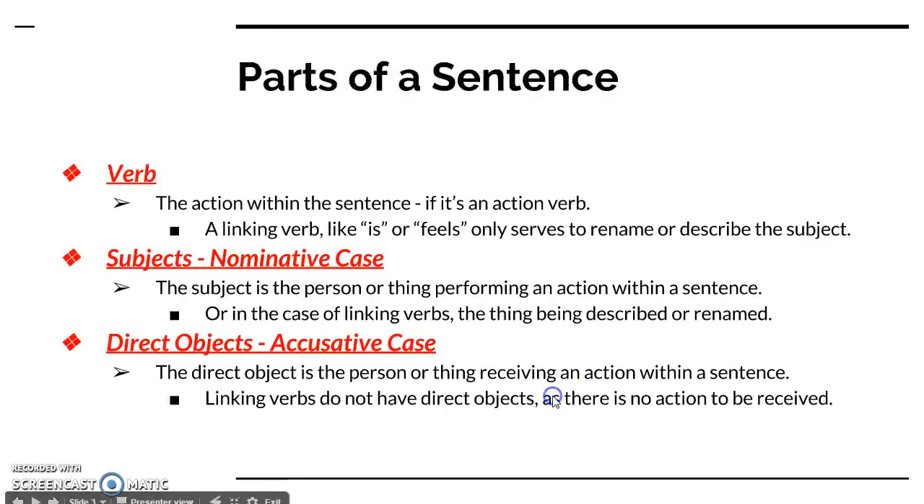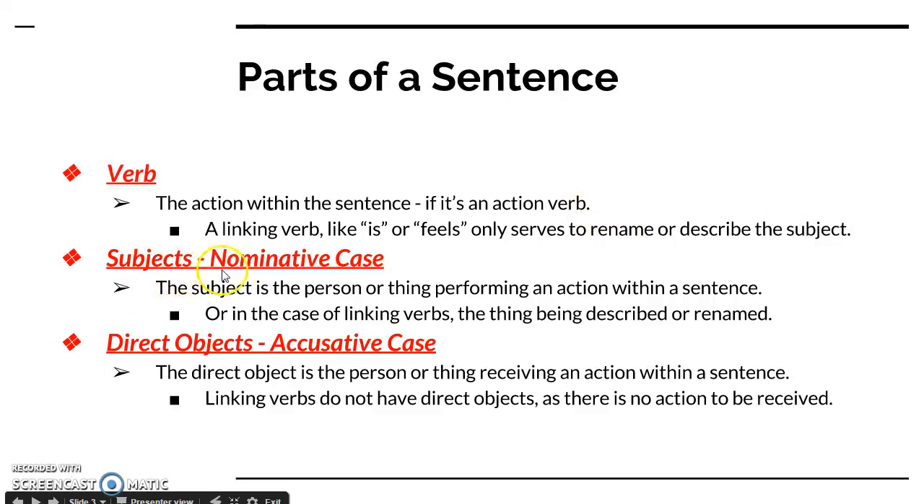So we're going to start out with case. To understand what a case is, first you need to understand what parts of a sentence are. We're going to keep it very basic. There are a lot of different parts to sentences, and we are going to start off by looking at what a verb is. To keep it simple, the verb is an action within the sentence, if it's an action verb. On a side note, and not as important, and if this confuses you, just ignore this, there are things called linking verbs like is or feels that only serve to rename or describe the subject. So, if this is confusing to you right now, don't worry about it too much. All you need to know is that the verb is the action in the sentence.